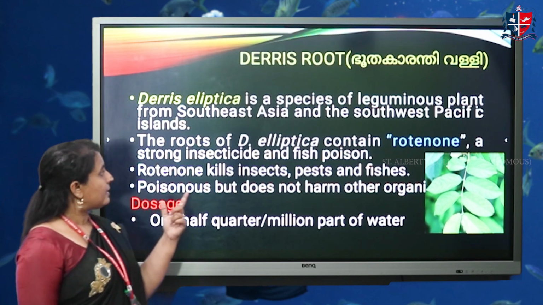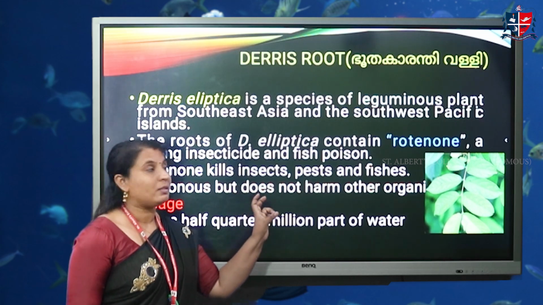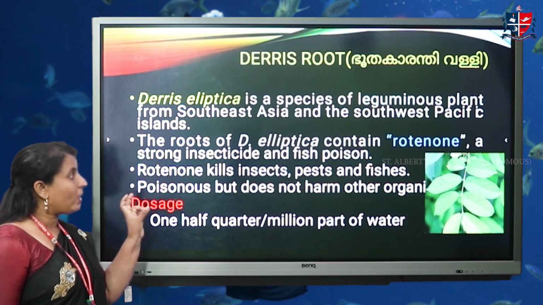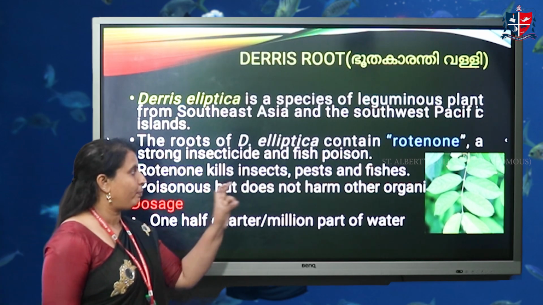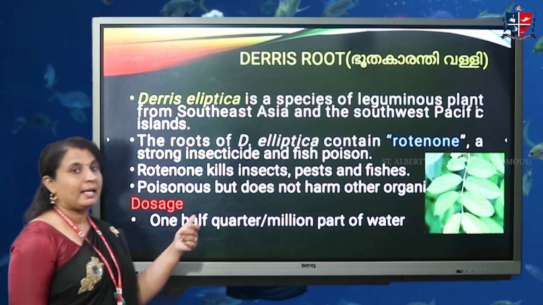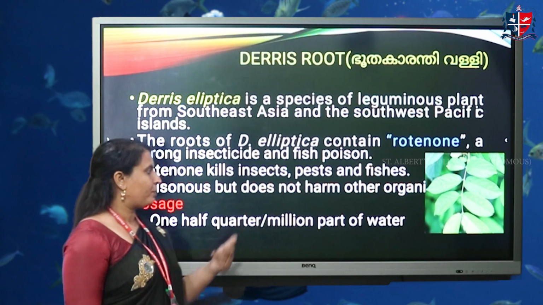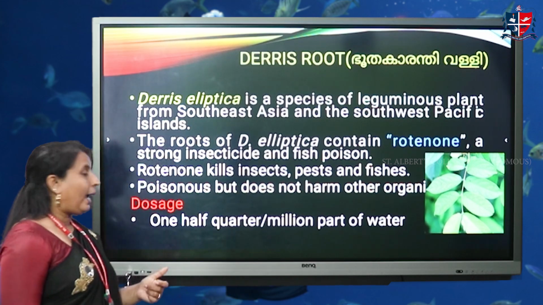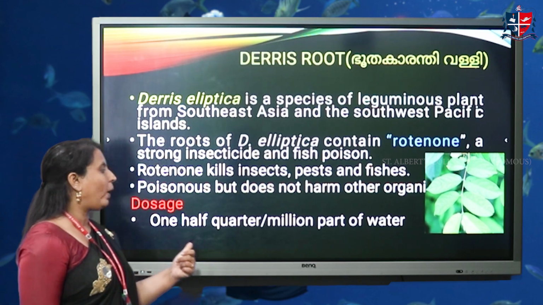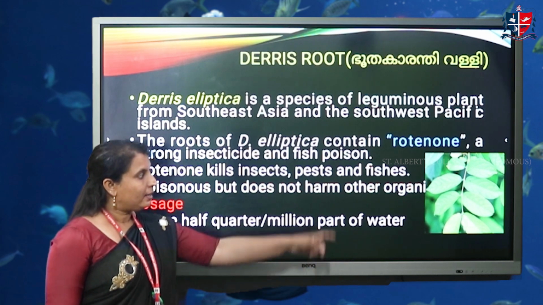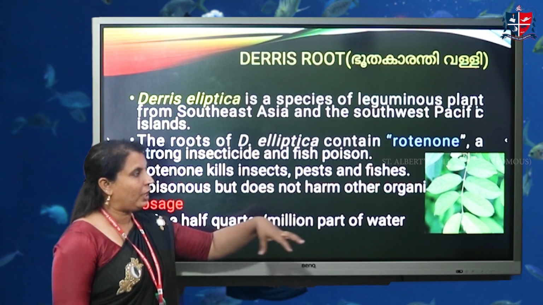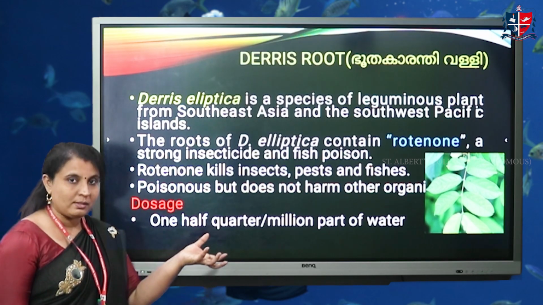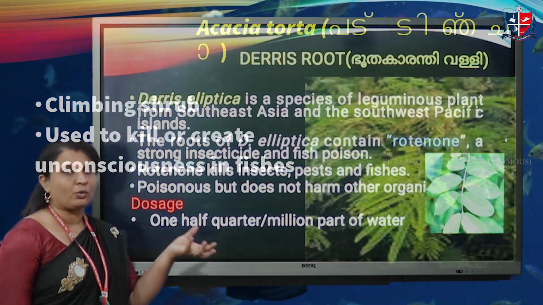The roots of Derris elliptica contain an alkaloid known as rotenone, which is a toxic poison, a strong insecticide, and a fish poison. This rotenone kills insects, pests, and fishes, but it does not harm any other organisms. The dosage is half a part per million parts of water. The leaf of the plant is shown here, but actually we use the root, which contains the insecticide rotenone.